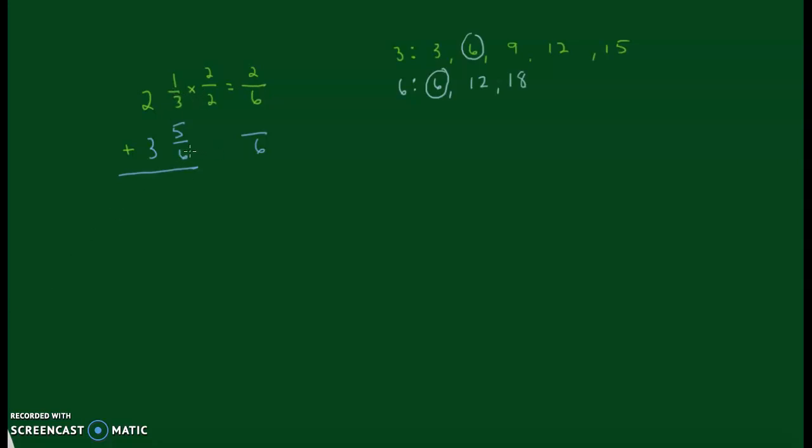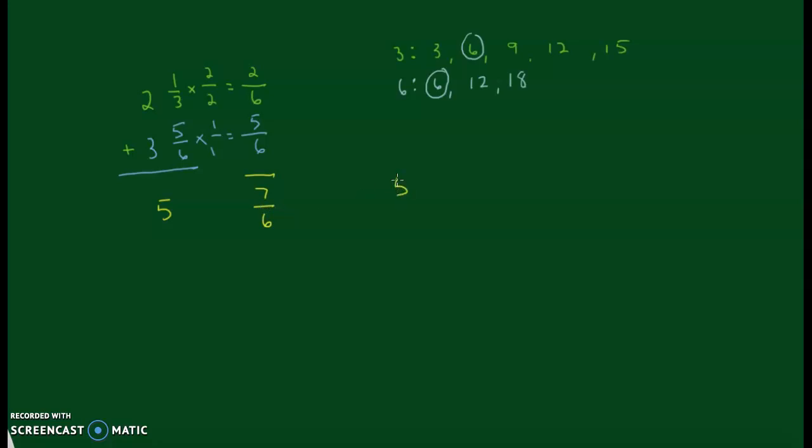For my next one, 6 times 1 is 6. So if I do 6 times 1, I have to do 5 times 1. 5 times 1 is 5. Obviously that doesn't change. And now I'm able to add up my fractions. So 2/6 plus 5/6 is 7/6. Now I can add up my whole numbers. 2 plus 3 is 5. So I have 5 7/6.